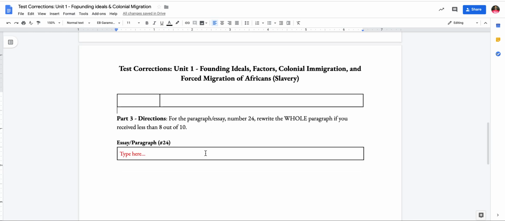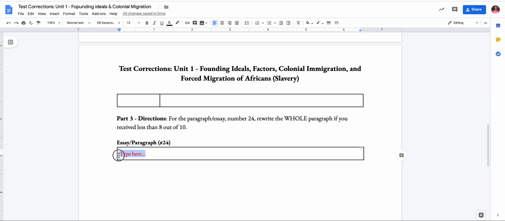Finally, Part 3, directions. For the paragraph essay, number 24, rewrite the whole paragraph if you received less than an 8 out of 10. So if you got a 7.5 or less, you need to redo this. If you got an 8 or higher, you do not, but you can choose to redo it if you would like to earn some points back. So if you got a 7.5 or lower, you need to redo this.